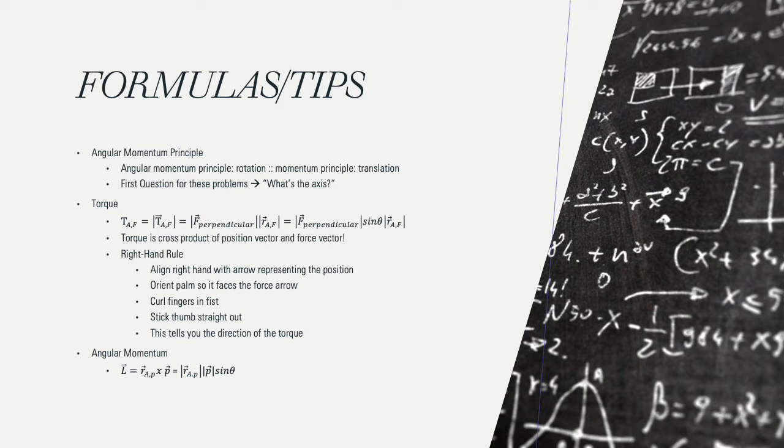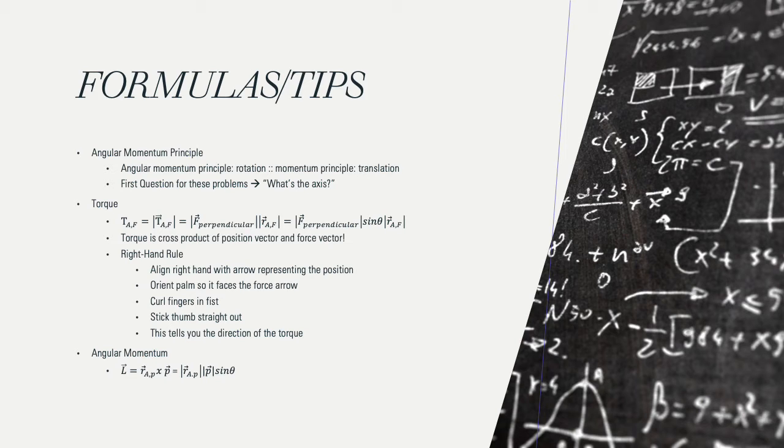Some formulas or tips that were given in the videos this week concerned the angular momentum principle. A little analogy for you: the angular momentum principle is to rotation as the momentum principle is to translation. Whenever you have one of these problems, your first question should be, what's the axis? You can set the axis to whatever you want. This is the axis of rotation, just like you can set the axes in your translational motion with the momentum principle.